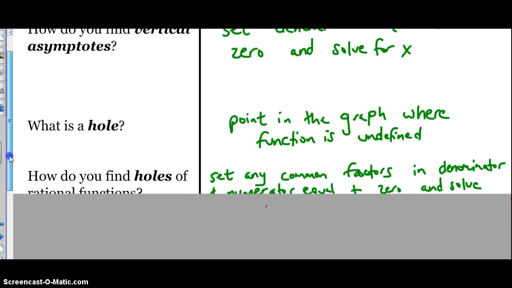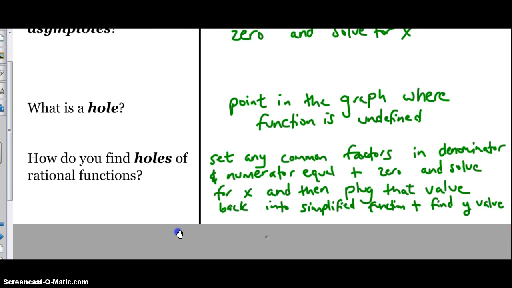The way we find holes is when you see that common factor, just like the example I just showed of x minus 3, you would set that common factor that's in the denominator and the numerator equal to 0 and solve for x. So in the case of the one we just saw, it'd be x minus 3 equals 0, so x is 3. Then we're going to plug that value back into the simplified function to find a y value. Because a hole is a point, it's going to be a hole in the graph at a particular point.